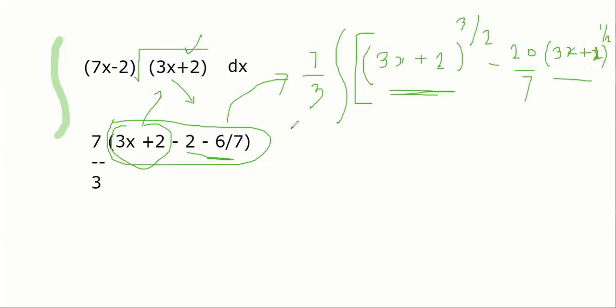Tell me, anybody, any doubt? Else I'm going to give another question on this. A similar type, but a little different. Good.